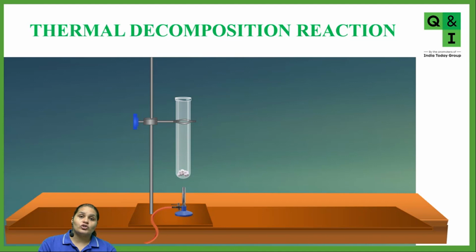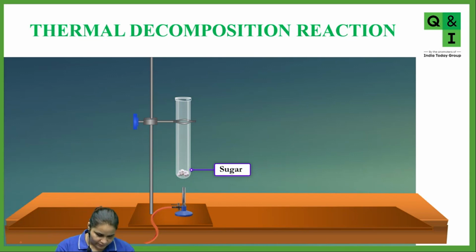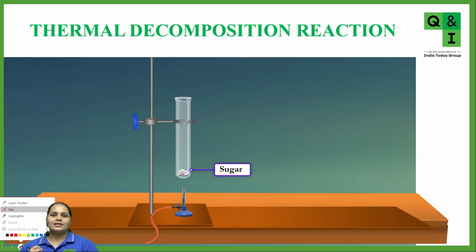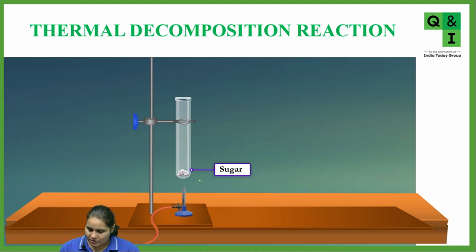Here we have sugar crystals. You know that sugar is made up of what? Sucrose, the compound which gives the sweet taste to the sugar cane juice from which the sugar is formed. That sucrose has the formula C12H22O11.